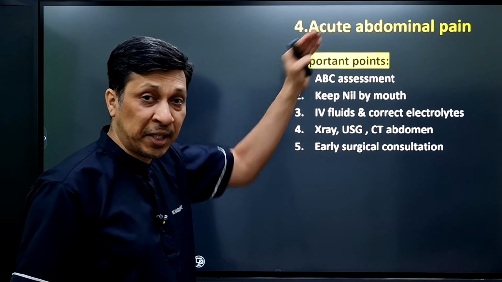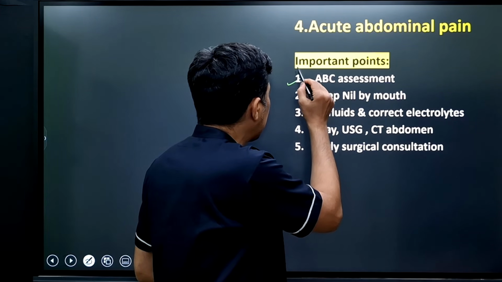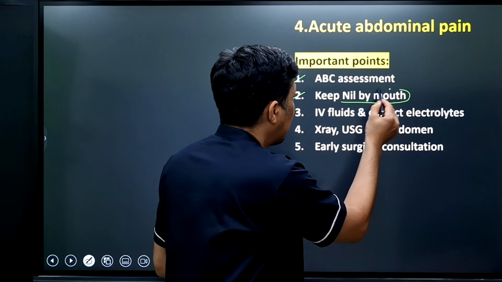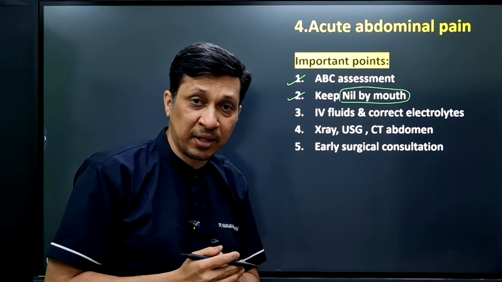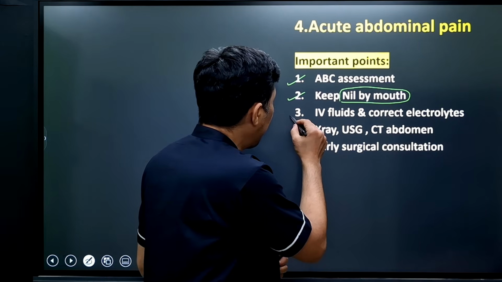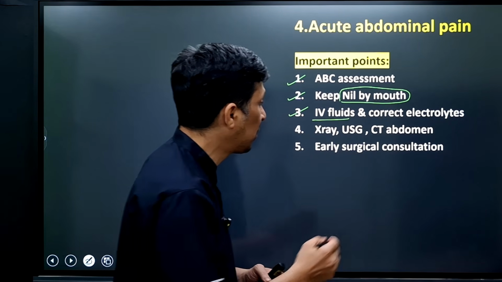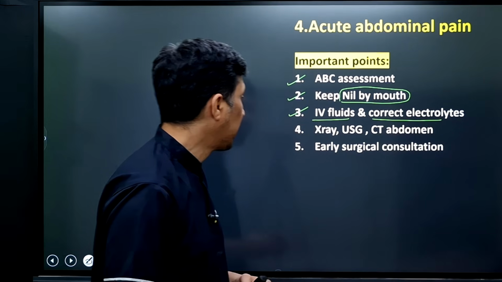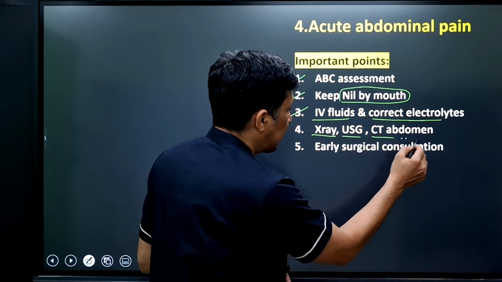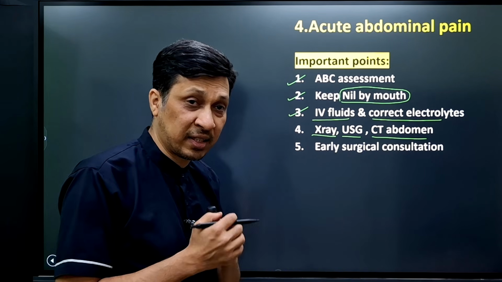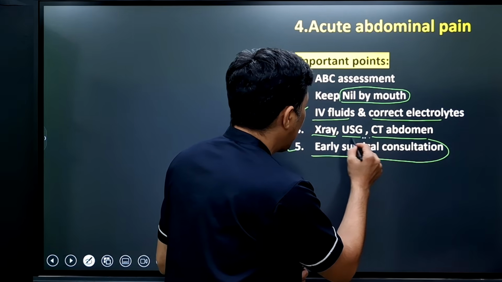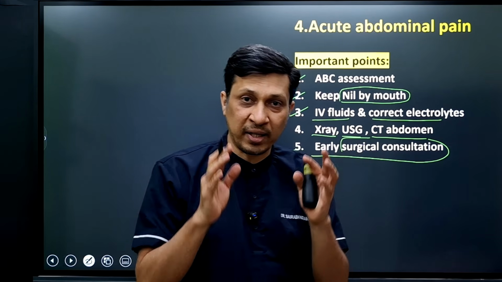The important points in the management of acute abdomen are ABC assessment, which is common in all. Then you have to keep patient nil by mouth, because this patient can anytime need surgery, or patient may be having paralytic ileus, etc. Then IV fluids are very important, because patient may be nil by mouth and you have to correct the electrolytes. X-rays, especially X-ray abdomen, USG abdomen pelvis and CT abdomen. These are the important investigations in acute abdominal pain. And here early surgical consultation has to be done, because patient may need anytime exploratory laparotomy.